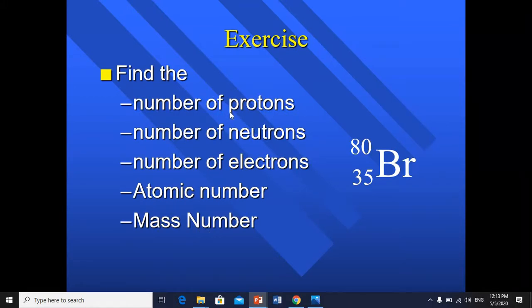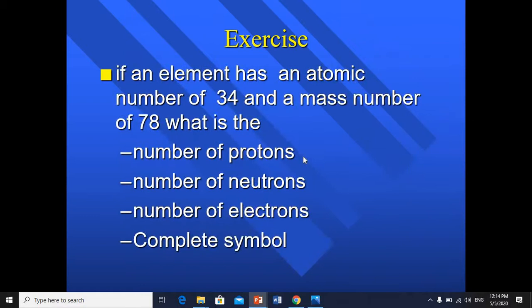If I want to know the number of protons, I must check the smallest number, which is 35. Excellent. And to get the number of neutrons, we must subtract 35 from 80. So 80 minus 35 equals 45. So the number of neutrons will be 45. The number of electrons equals the number of protons, so it will be 35 too. And the atomic number is this number, the 35, and the mass number is 80. Excellent.